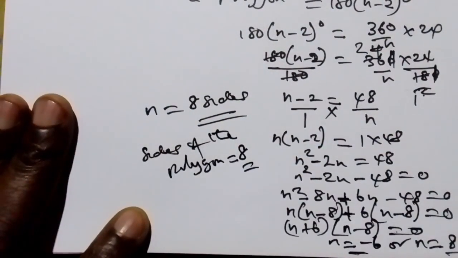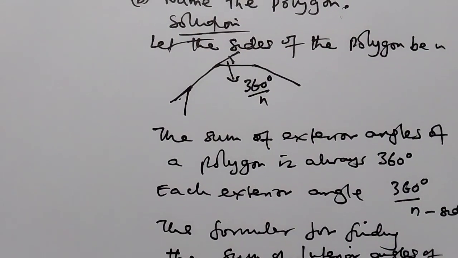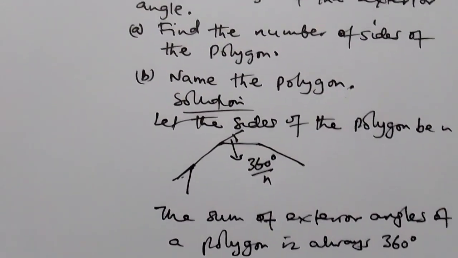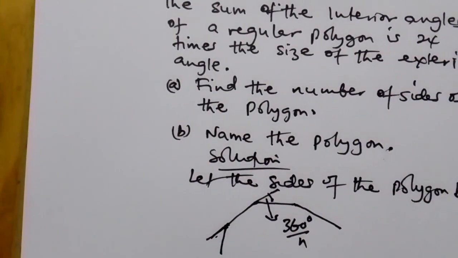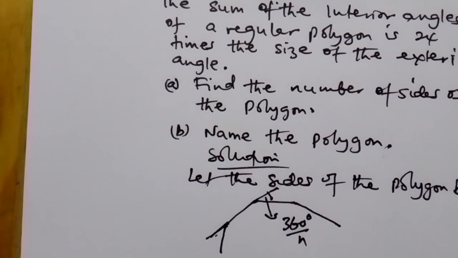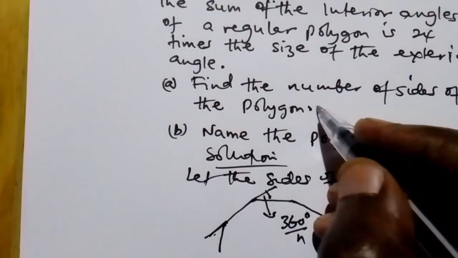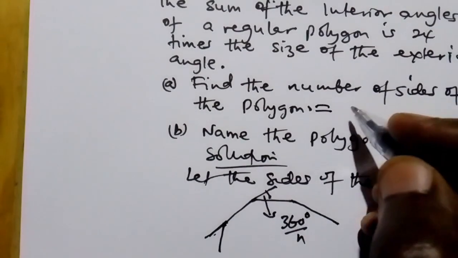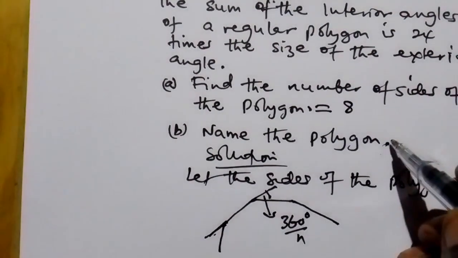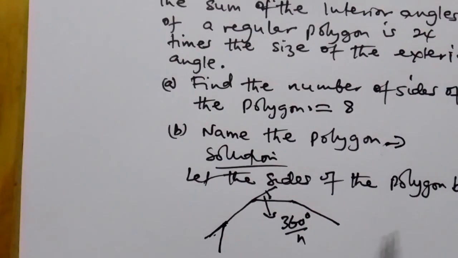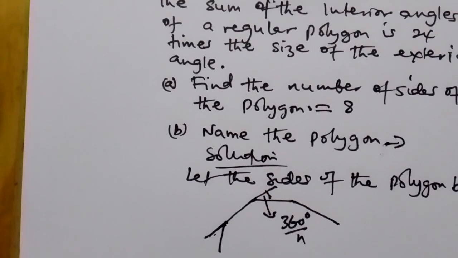So we are being asked, find the number of sides of the polygon. The number of sides of the polygon is, we have found it to be 8. Name the polygon. The polygon with 8 sides is an octagon.